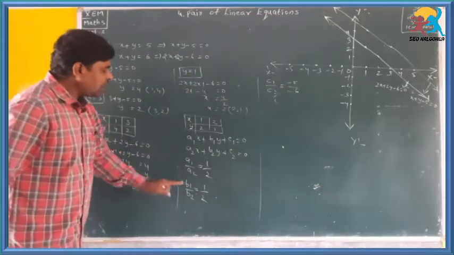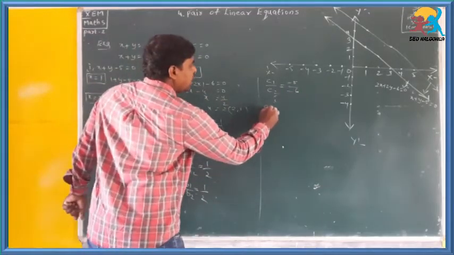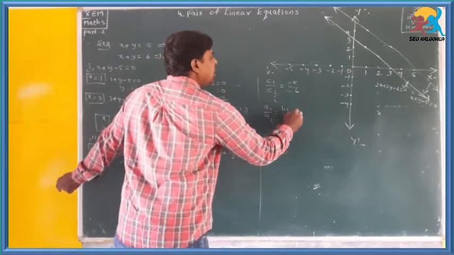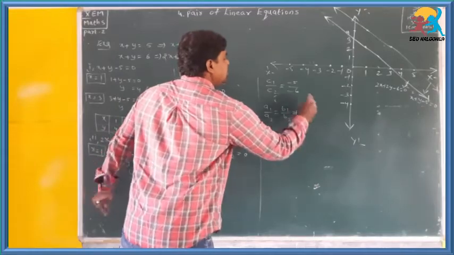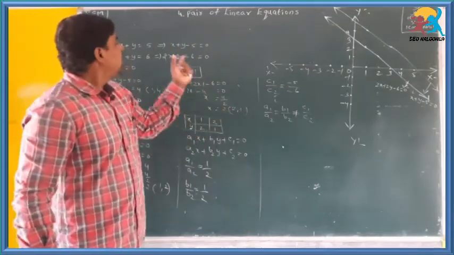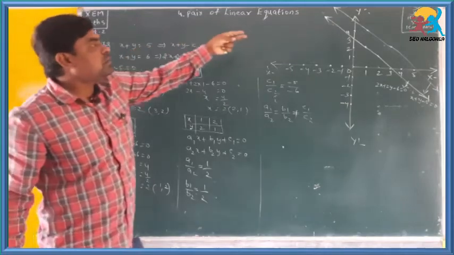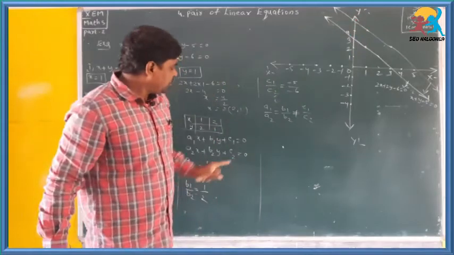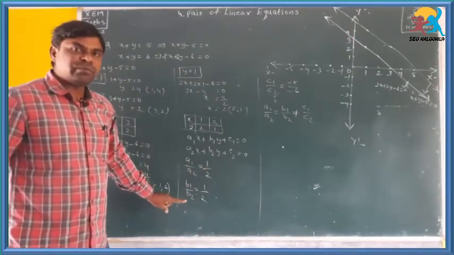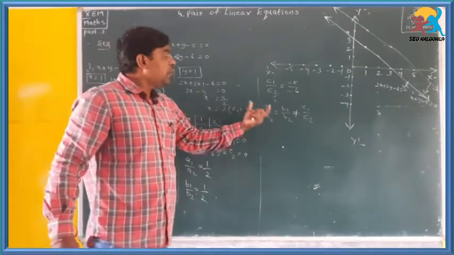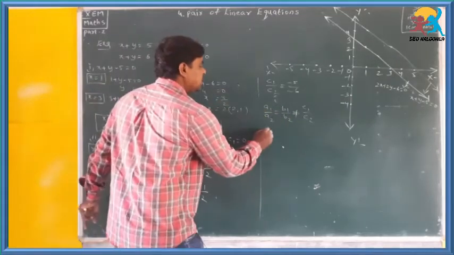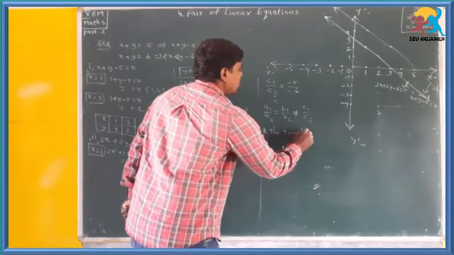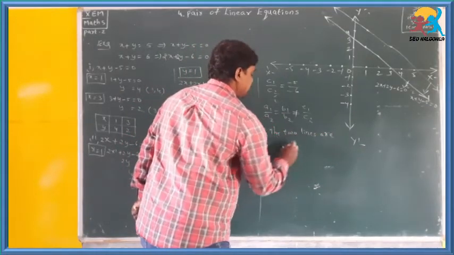Just observe what happened here. a1 by a2 is equal to b1 by b2 and this value is not equal to c1 by c2. By drawing these two lines, we got two parallel lines. If two lines are parallel, then the ratio is a1 by a2 equal to b1 by b2 and not equal to c1 by c2. When this condition occurs, then we can say that, without drawing the graph, the two lines are parallel.